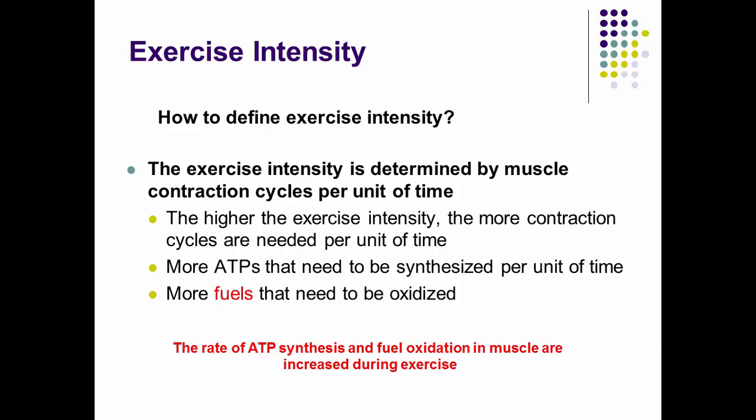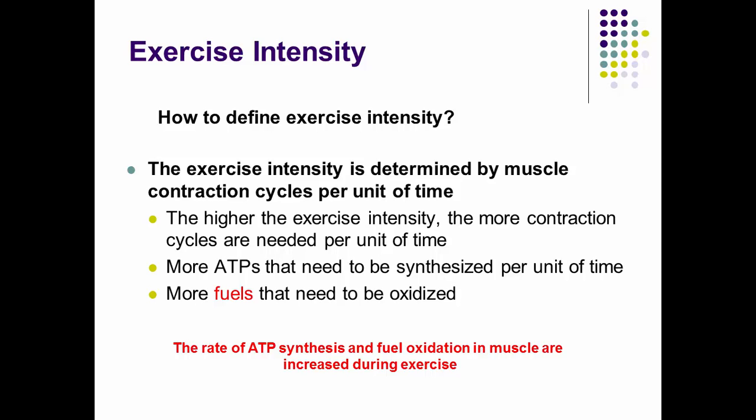Now exercise intensity. So how do we define exercise intensity? Exercise intensity is determined by the muscle contraction cycles per unit of time. So the higher the exercise intensity, the more contraction cycles are needed per unit of time, right? And also more ATPs need to be synthesized per unit of time in order to meet the energy requirement for the muscle contraction, and also more fuels need to be oxidized.